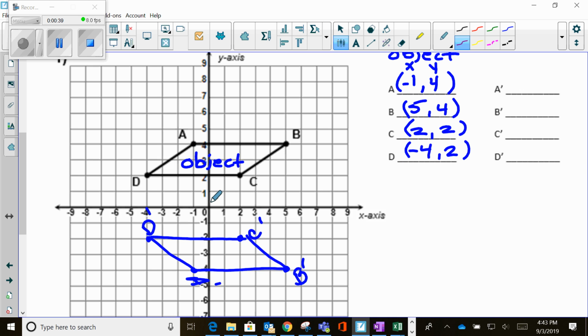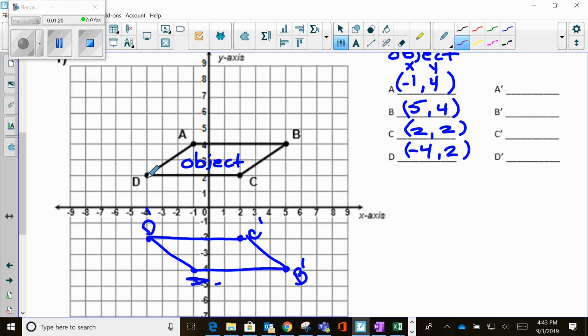So point A, when we're identifying the points, we start at the origin. And for A, I'm going to go over -1 and up 4. So the point for A would be -1, 4, and we write it as a coordinate point. For B, I go back to the origin, then I'm going to go over +5 and up +4. For C, starting at the origin, I'm going to go over +2 and up +2. And then for D, back to the origin, over -4, up +2. That is my original object, or my pre-image.